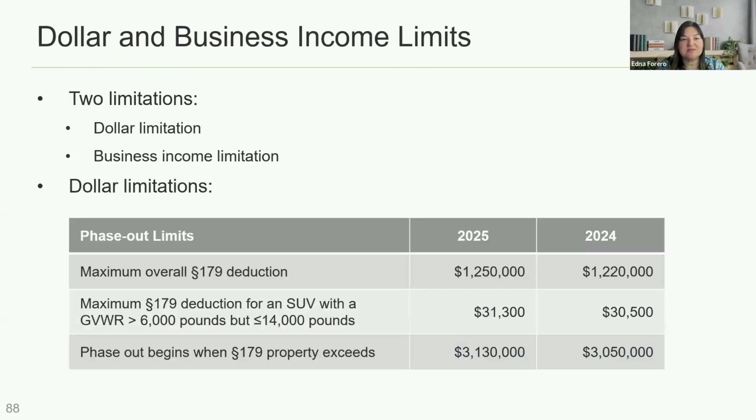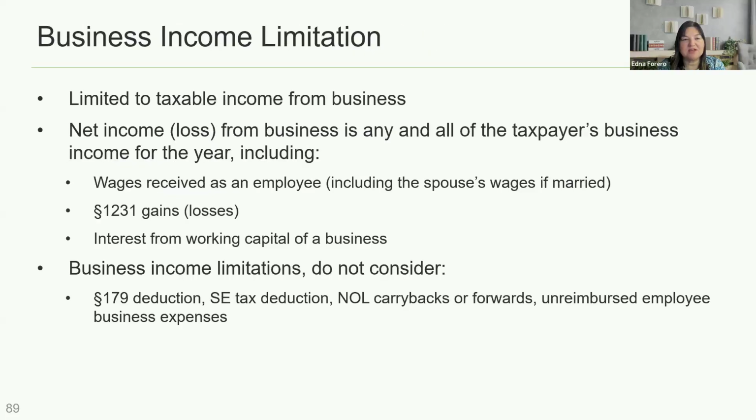All right, and here are some income limits for that. Two limitations to watch out for are the dollar limit and the business income limitation. So here are the phase-out limits for 2025 and 2024. Maximum overall for Section 179 is property under $1,250,000. Maximum Section 179 for an SUV with a vehicle weight over 6,000 pounds but less than 14,000 pounds is $31,300. And then phase-out begins when the property exceeds $3,130,000. All right, and another limit to look at is that it's limited to the taxable income from the business.